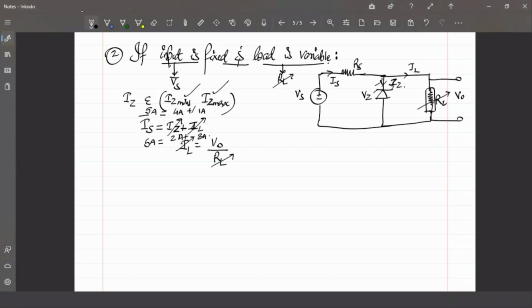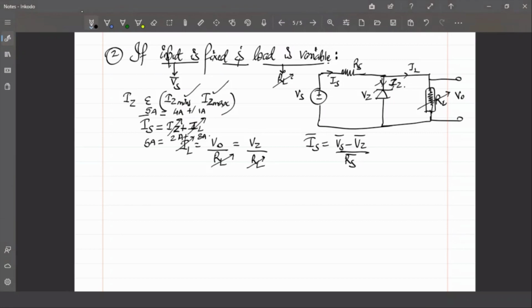So IL is V0 by RL, which is Vz divided by RL. Vz is fixed, RL is variable. That makes IL variable. And what is Is? Is is Vs minus Vz divided by Rs. Rs is fixed, Vz anyways is fixed, Vs, the input voltage, is also fixed, that means Is is fixed. So the only thing which can vary with the load here is the Zener current.